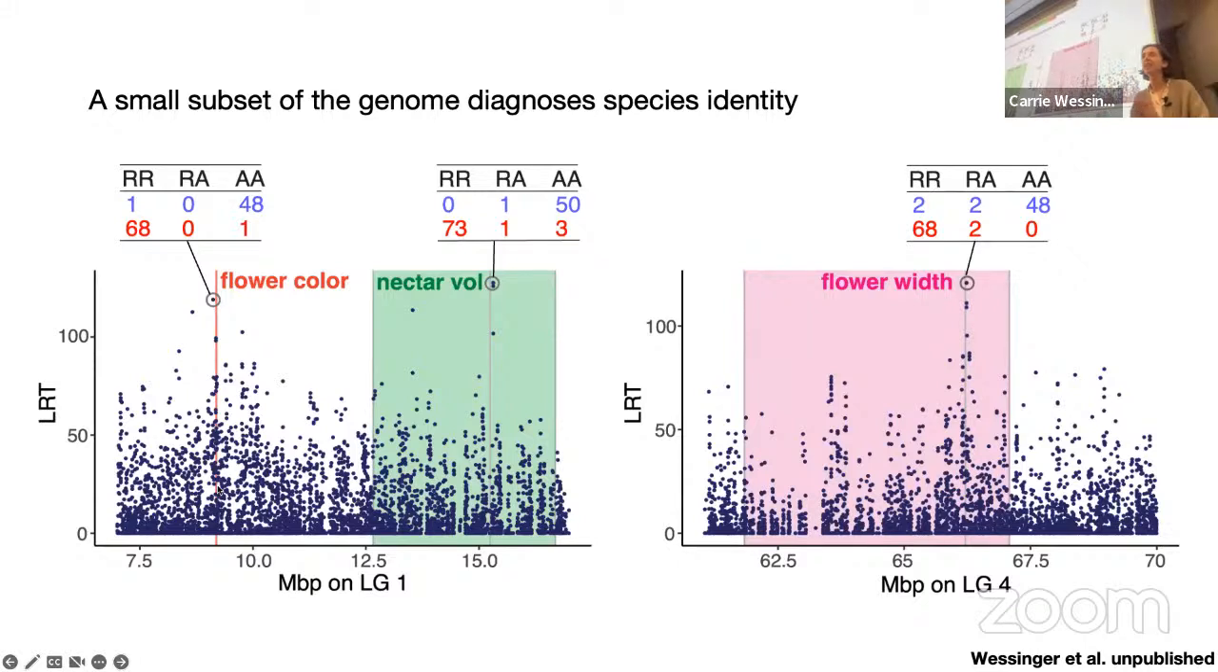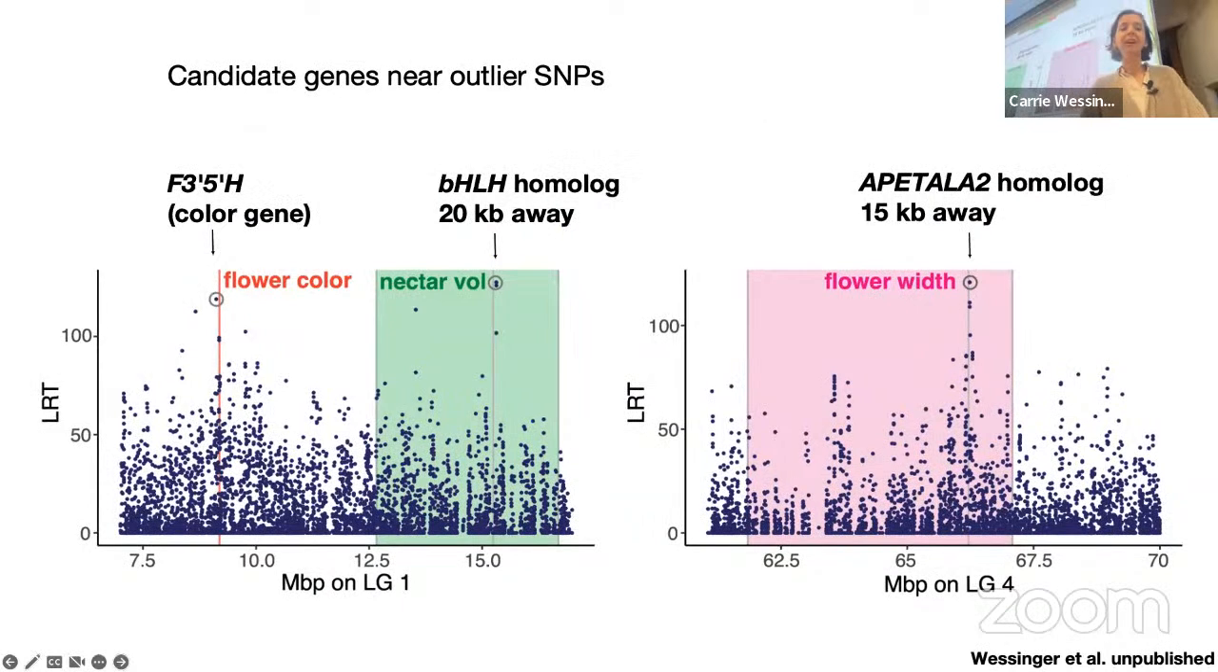And so it seems like a pretty small part of the genome is actually diagnosing the species in this case, or what we're calling the species. Okay. Now, what's nice is that these SNP associations actually help us narrow down our QTL intervals. In fact, we've seen some really interesting candidate genes near these floral QTLs.